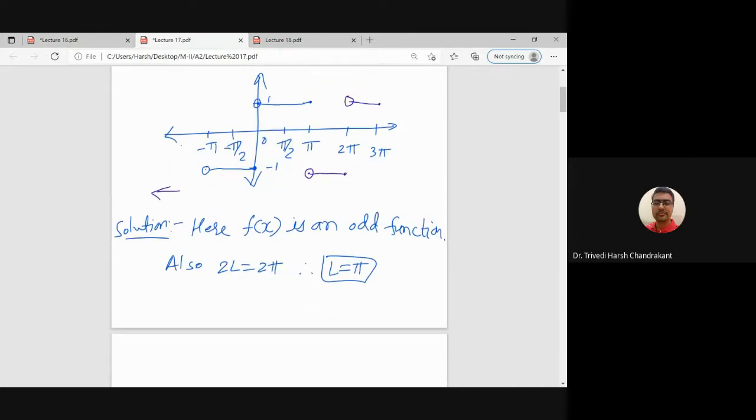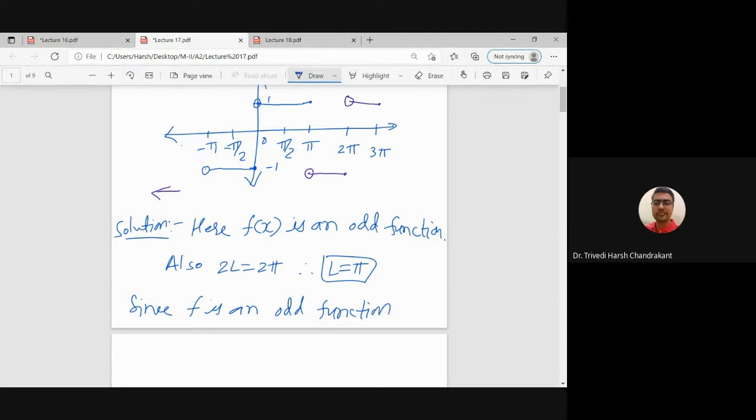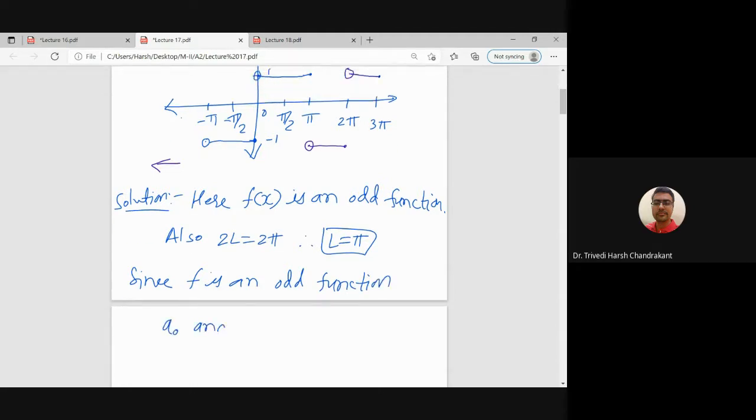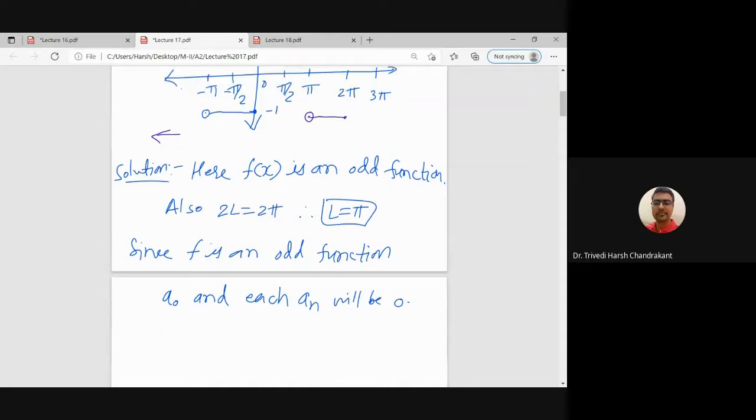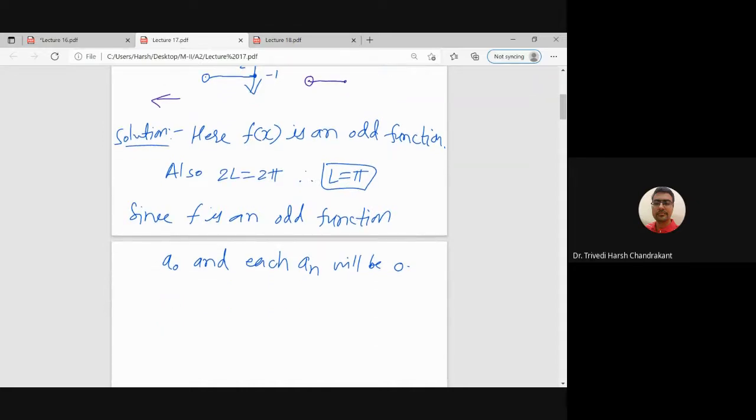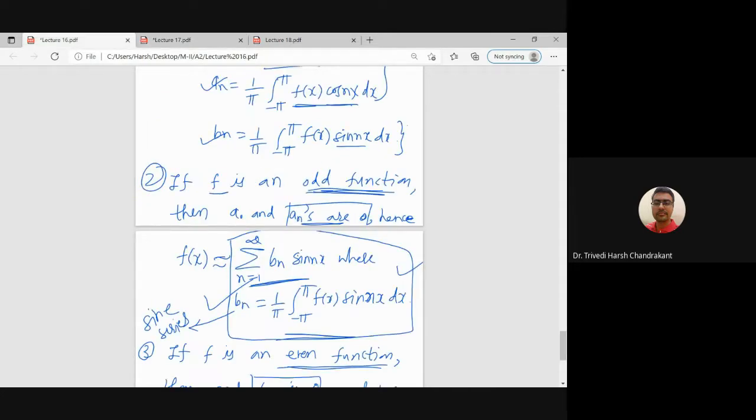So since f is an odd function, a0 and each an will be 0. To find the Fourier series, we need to only find the bn's. So let us find bn. For any natural number n, we know the formula is the integral from minus pi to pi of f(x) sin nx dx.